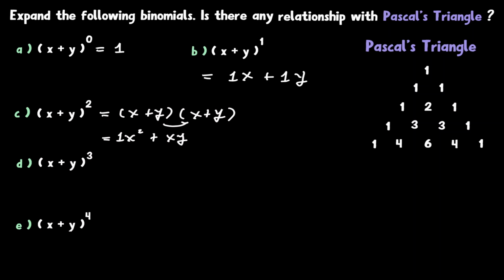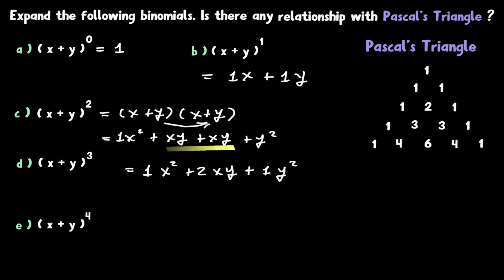Now let's distribute the y with the x. We're going to get another xy. And when we distribute y times y, well, that is y squared. Notice that within this expansion, we can combine these two terms. So now we're going to obtain 1x squared plus 2xy plus 1y squared. So let me just write down the result.